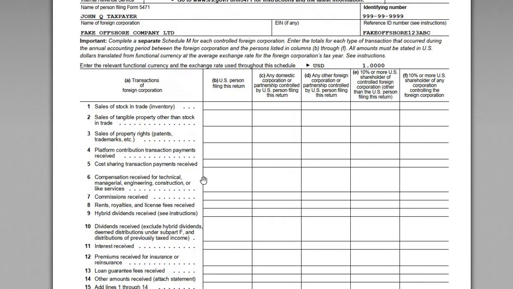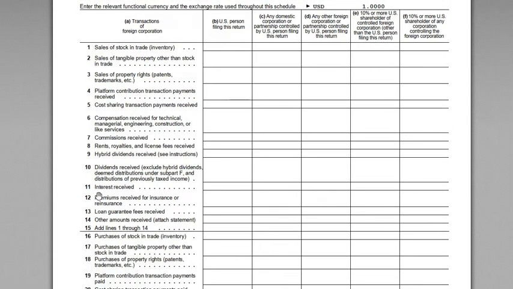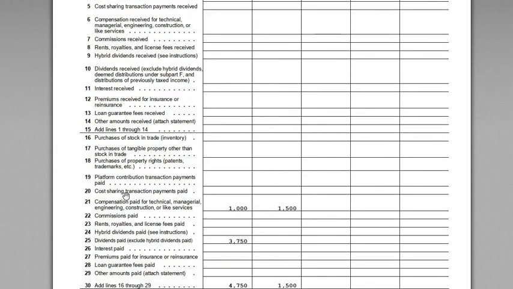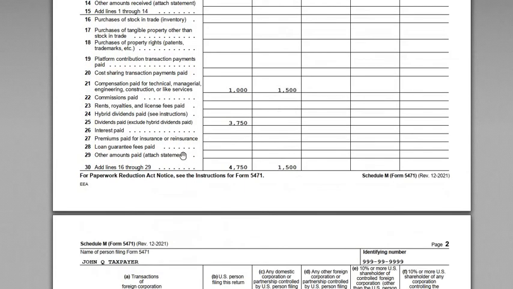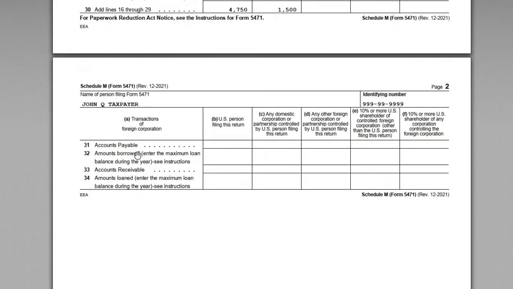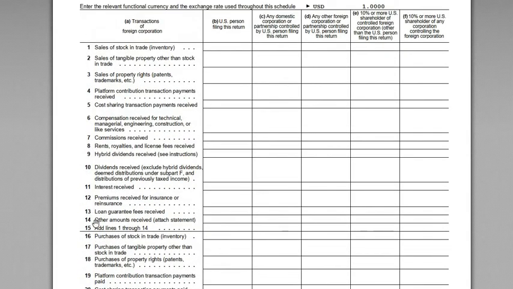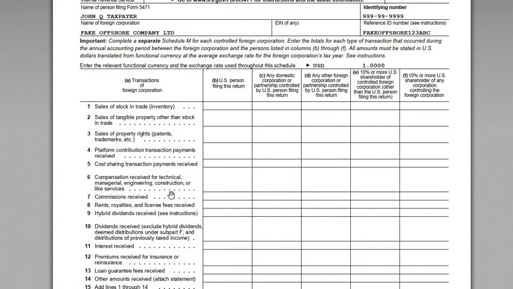Now the form is broken out into kind of two sections here. So lines 1 through 15 and then lines 16 through 30. And then there is a page 2 here, lines 31 through 34. So lines 1 through 15. These are the line items where you report inflows of money, right? So if the corporation is receiving money from one of these persons in columns B through F, the receipt of money is reported here on lines 1 through 15.